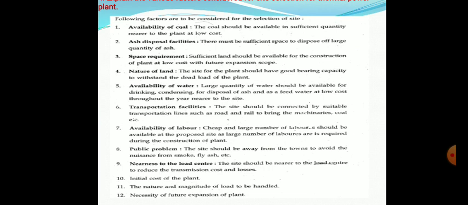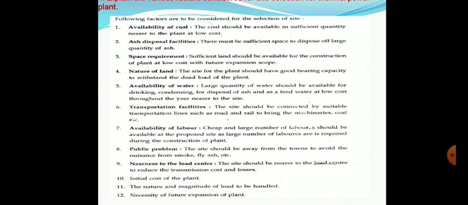Nature of land. The site for the plant should have good bearing capacity to withstand the dead load of the plant. Availability of water. Large quantity of water should be available for drinking, condensing, for disposal of ash, and as feed water at low cost throughout the year nearer to the site. Transportation facilities. The site should be connected by suitable transportation lines such as road and rail to bring the machineries, coal, etc.